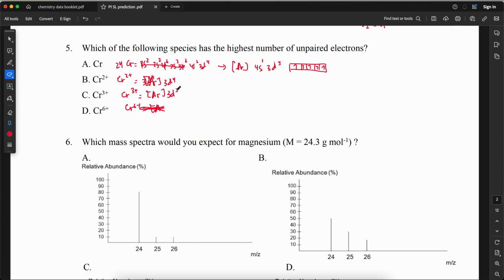This is only 3 unpaired electrons. This one is 4 unpaired electrons. So the one with the highest number of unpaired electrons would be Cr.